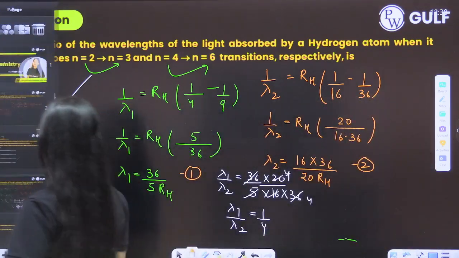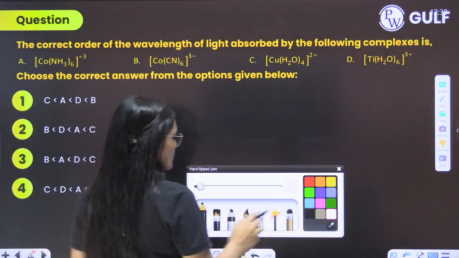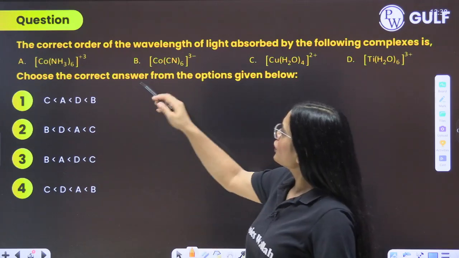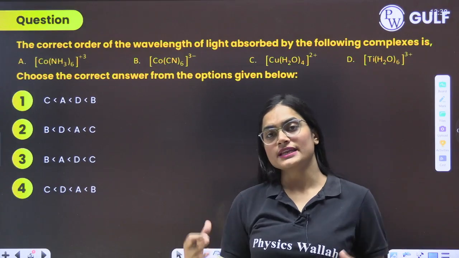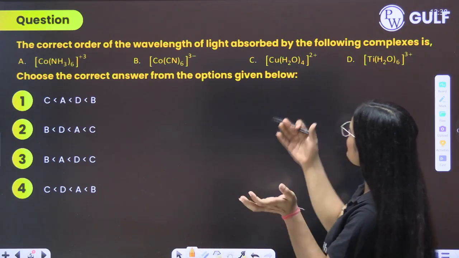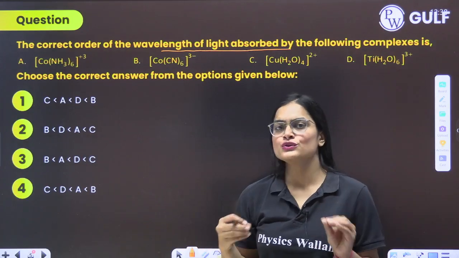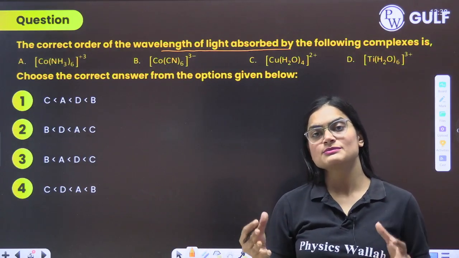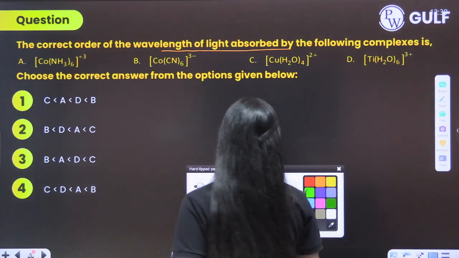Next question here says that the correct order of wavelength of light absorbed by the following complexes is. You have to find out the correct order of wavelength of light absorbed. So beta, you have to choose the correct option. They're talking about wavelength of light absorbed, and you know that wavelength of light absorbed is inversely proportional to CFSE, crystal field splitting energy.